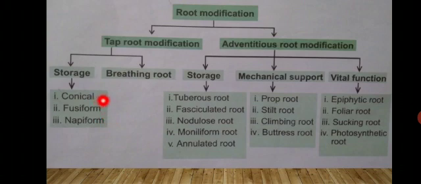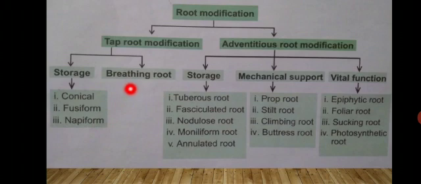Conical: the root is modified and looks like a cone-like structure, for example carrot. Fusiform: it also looks like a cone-like structure, but in between there is a broad part present, for example radish. The third one is napiform, for example beetroot. Then the second category is breathing root.